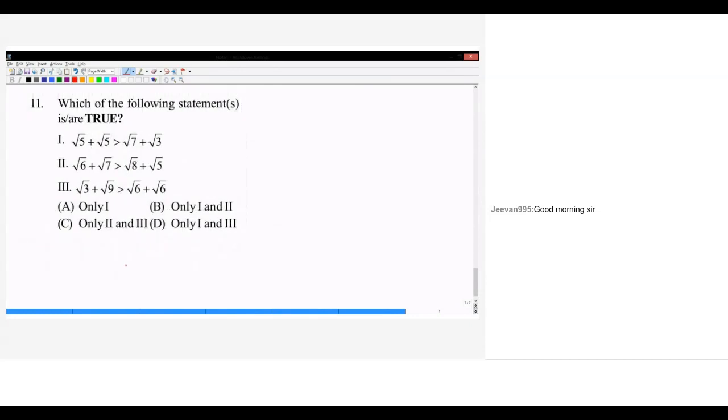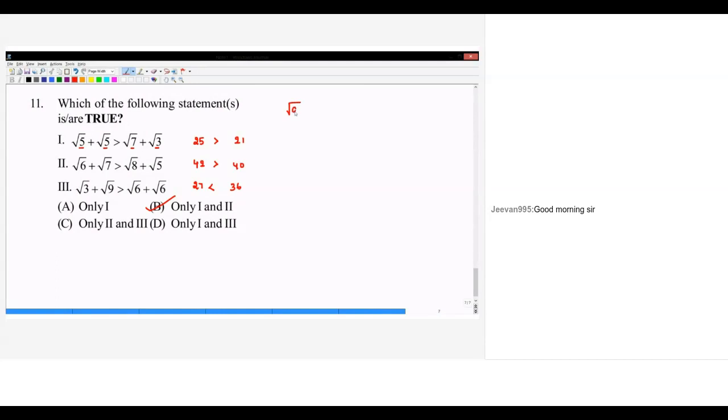Which of the following statements is or are true? When the sum is the same, you square on both sides. So here the first one product is 25, second product is 21, 42, 40, 27, 36. You understand what happens when you square on both sides? The sum is anyway the same, so the sum gets cancelled. You only look at 2 root AB, right?